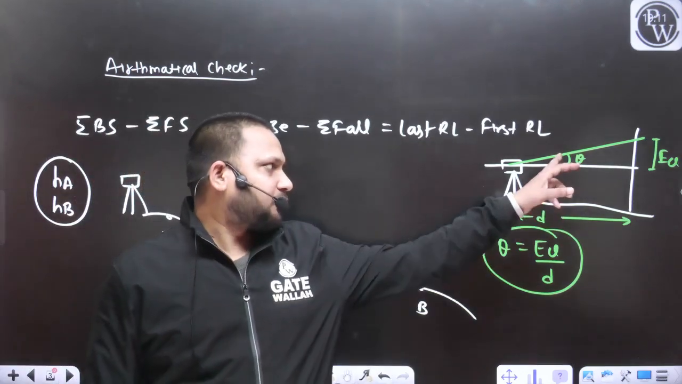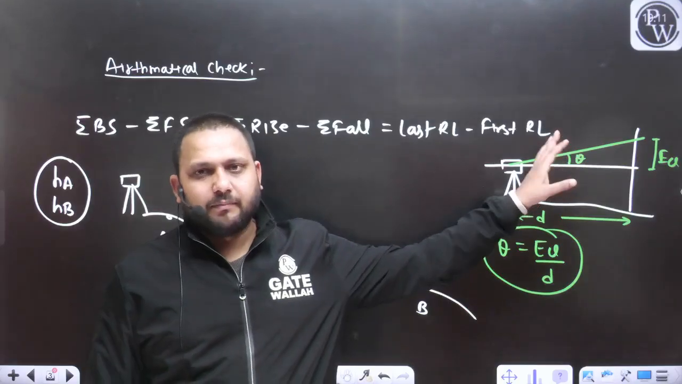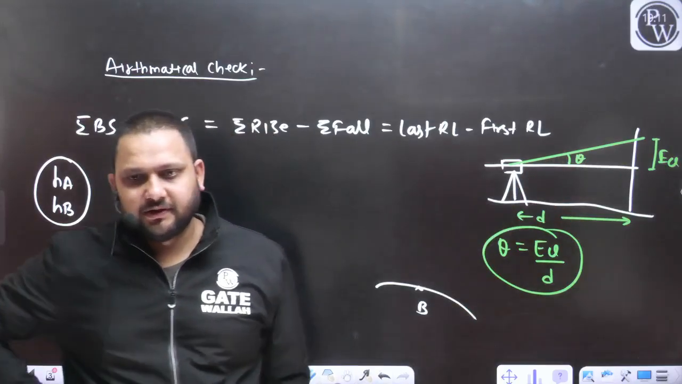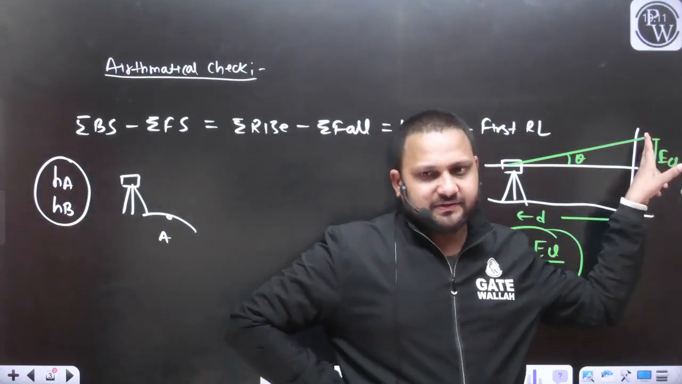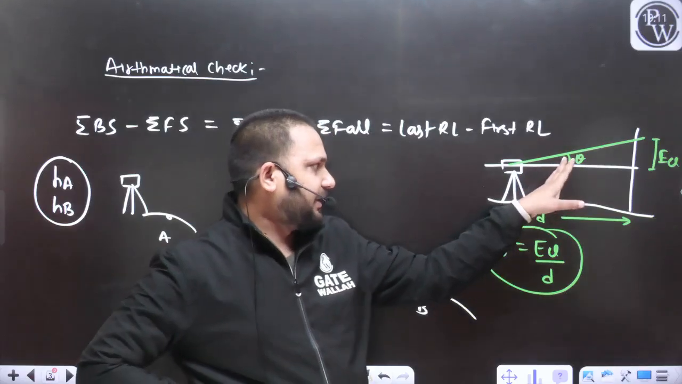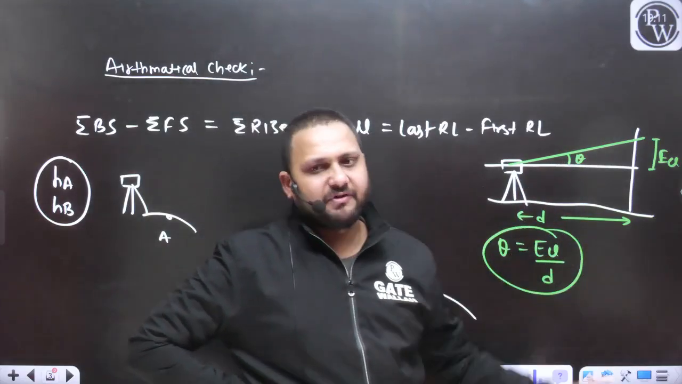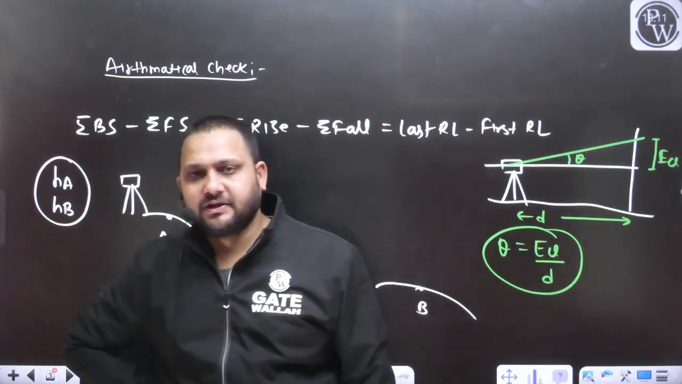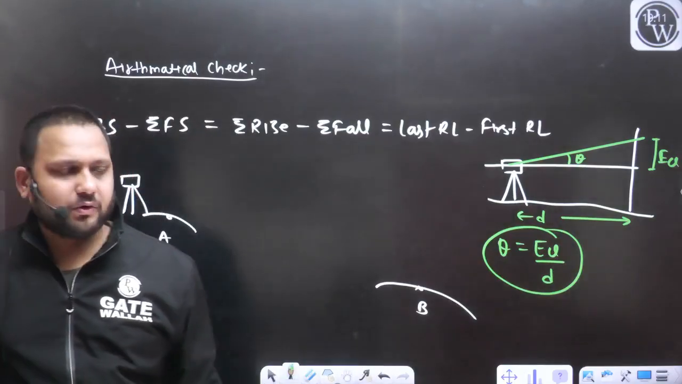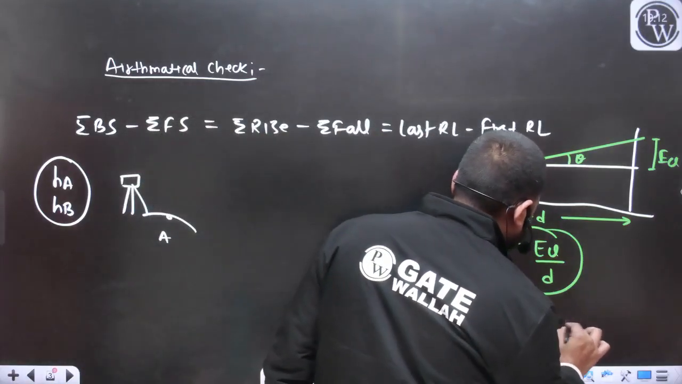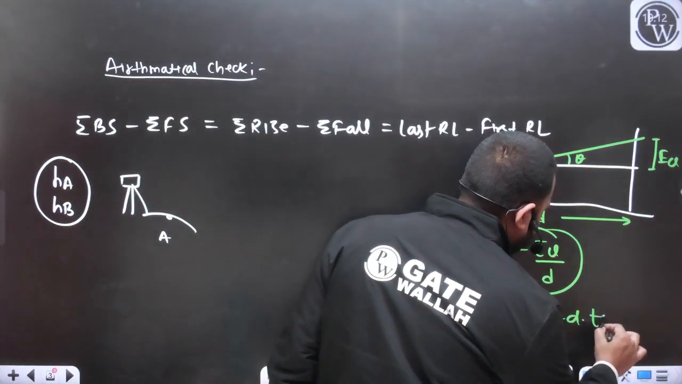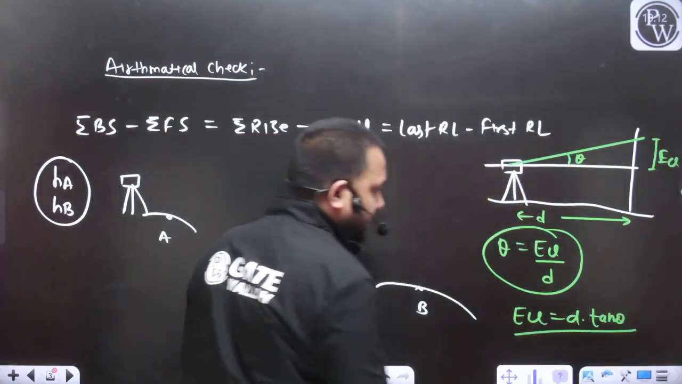This was the actual position of the line of sight, but it should be the horizontal position. So this is the error that is due to the collimation, this is the ECL. If this angle is theta and the distance between the staff and the instrument is D, can we find out the error due to the collimation from here? ECL will be equal to D into theta, or tan theta. Yes or no?